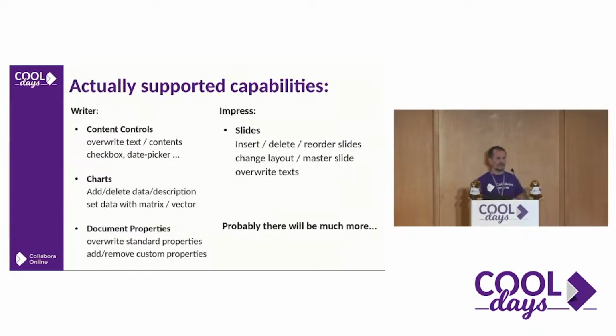And what we are able to do with it now: in Writer, we can manipulate content controls. These controls are like checkboxes, date pickers, or edit boxes. In Chart, we are able to manipulate chart data or descriptions. We are able to manipulate document properties, I mean, like the keywords or the contributors, authors, and such properties of a document.